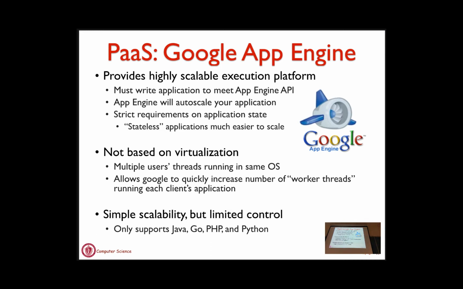But it basically provides highly scalable execution platforms, and you must write applications to meet the App Engine API. So you have an API that you must write your code against, and that API is available only for these languages as of today: Java, Go, PHP, and Python. If you like something else, such as C or C++, it does not support that.